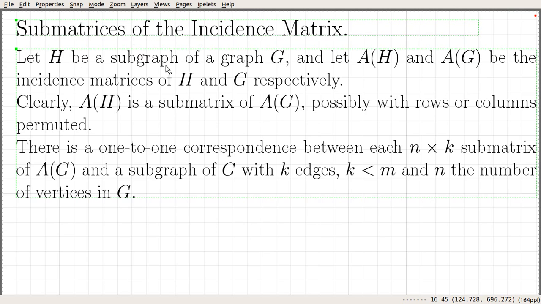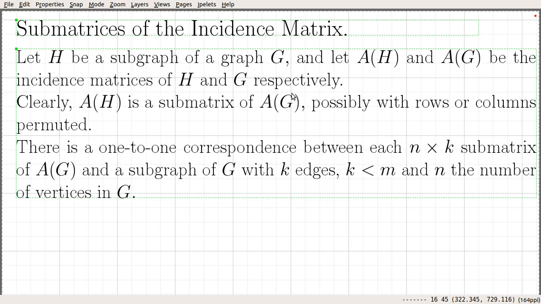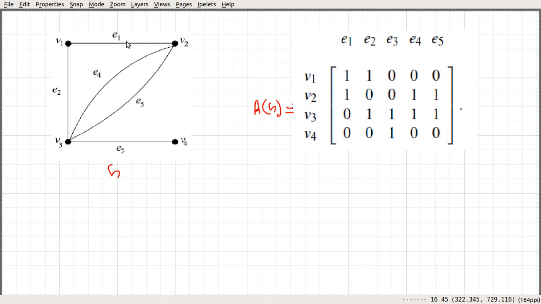Okay, so let H be a subgraph of a graph G, and let A of H and A of G be the incident matrices of H and G respectively. For example, let's consider this graph G, and we can very easily see that this is the incident matrix for this graph, and this is going to be our H. Let it be a subgraph of G. So let's consider a subgraph of this graph that contains these four vertices.